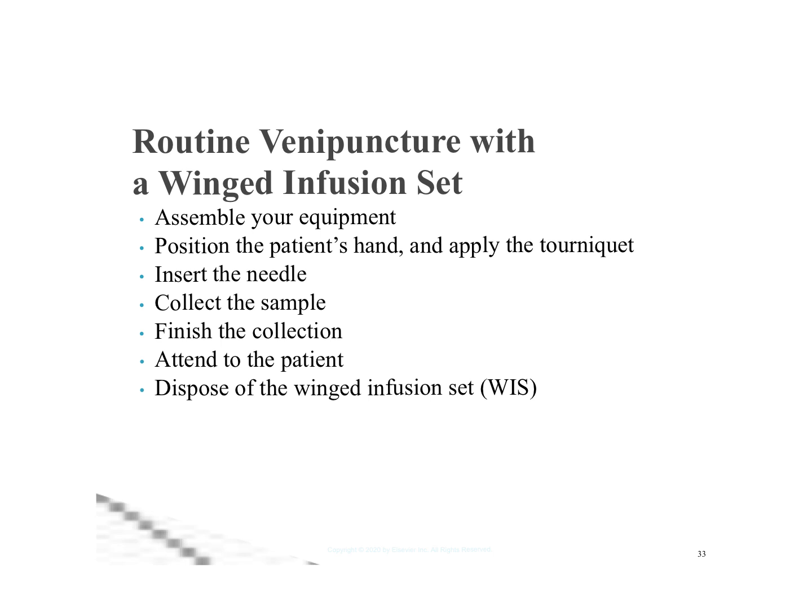With the winged infusion set or the butterfly, we're going to assemble our equipment, position the patient's hand, and apply the tourniquet. Remember, the tourniquet is going on the wrist for the hand draws, not clear up above the AC. Insert the needle, collect our specimen, finish up collection, again, attend to the patient, and then dispose of that winged infusion set in the sharps container.